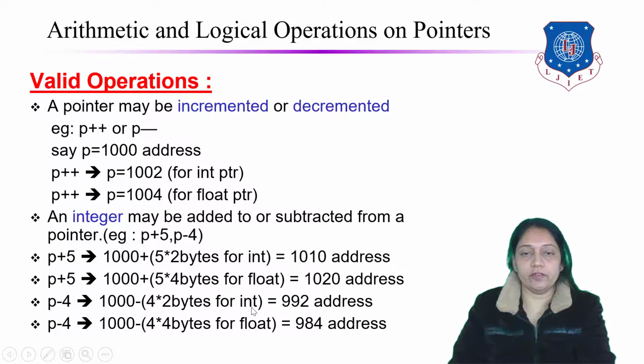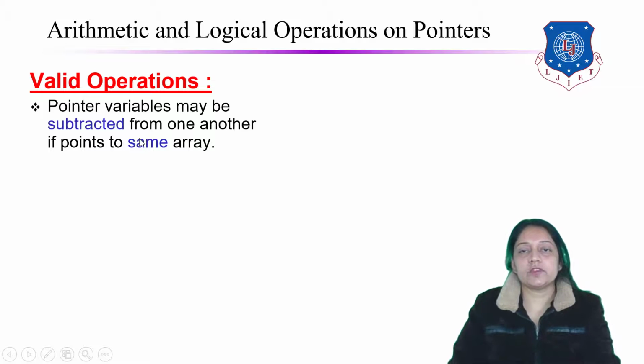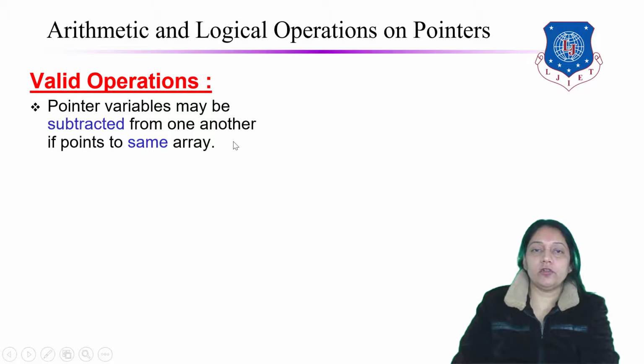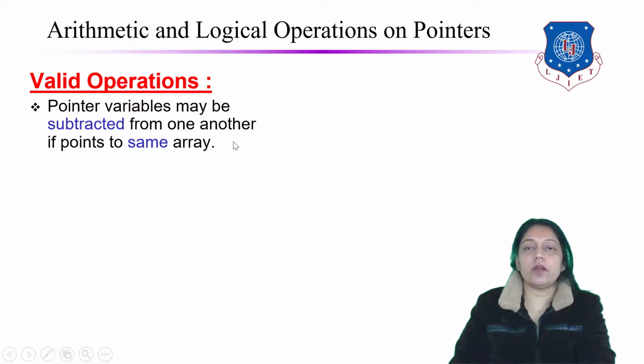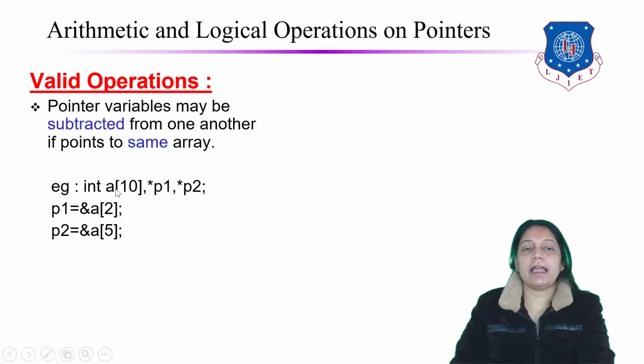Next valid operation for pointer is that two pointers can be subtracted from one another only if it is pointing to the same array. So you cannot add two pointers, but you can subtract one pointer from another, but the condition is that it should point to a same array. Say for example, I have an array A whose size is 10 and I have two pointers P1 and P2.